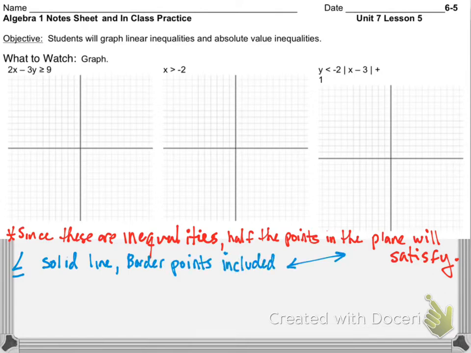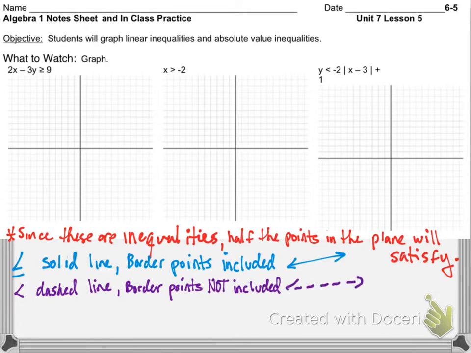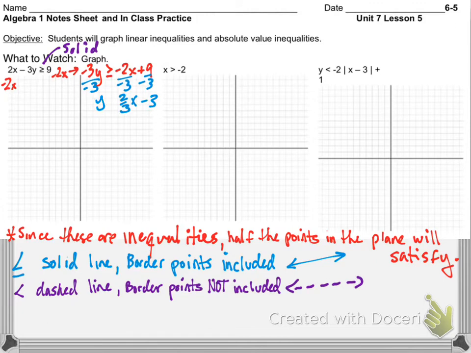If we have a less than or equal to or greater than or equal to, we get a solid line, which means you include the border. A strict inequality indicates we have a dashed line, which tells us we don't include the border. So in this one, we have a solid line. I'm going to get this into a y equals mx plus b format. Don't forget that when you divide by a negative, you need to flip the inequality. So that is what I'm graphing.